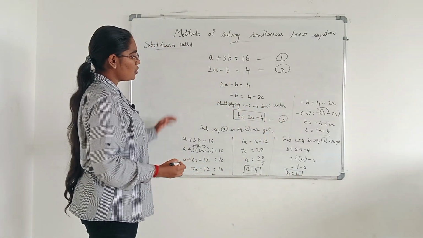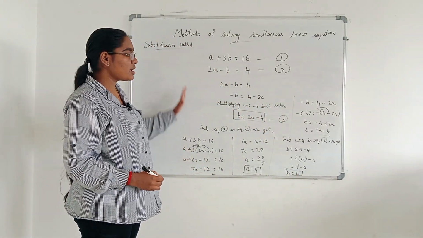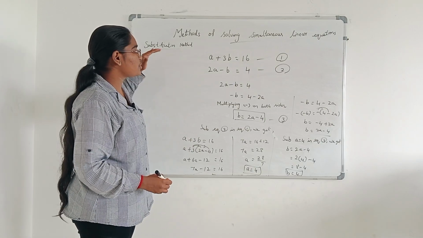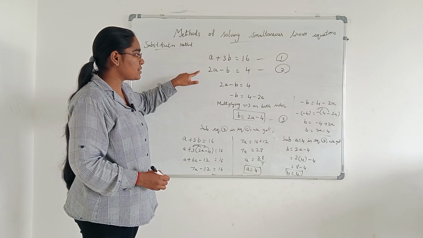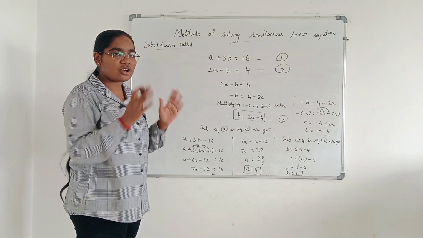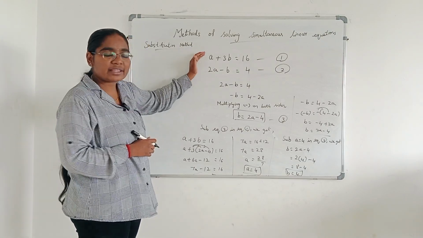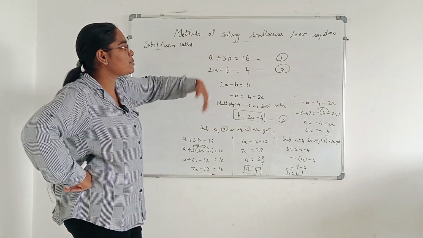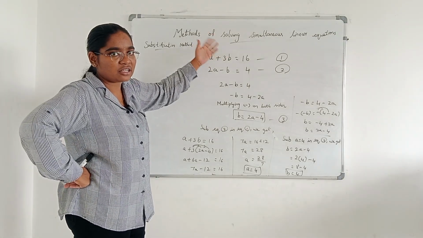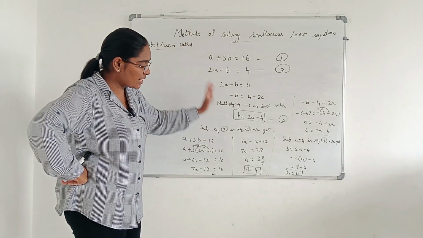Right. So this problem we are solving by the substitution method. So first consider this as equation 1 and this as equation 2. So here the concept is either you have to find the value of variable a or b, and you have to substitute it in the respective other equation, so that you will get a value.